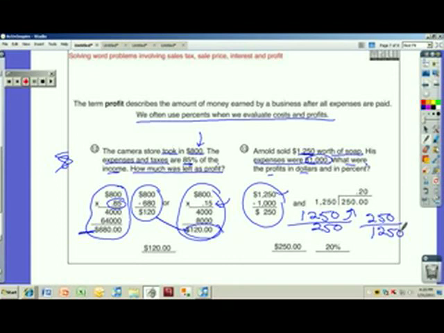Okay. One way you can do as a shortcut on this is get rid of these zeros, so you can do 25 into 125. So we can get rid of this and we can get rid of that, right? And when you do the division, you get 0.20 or 20% profit.